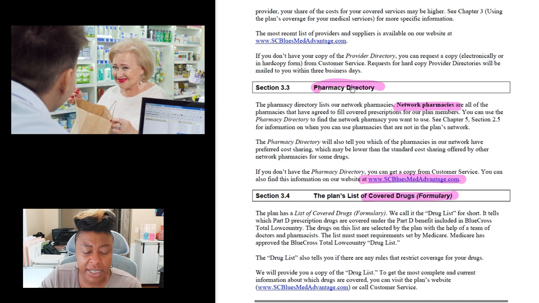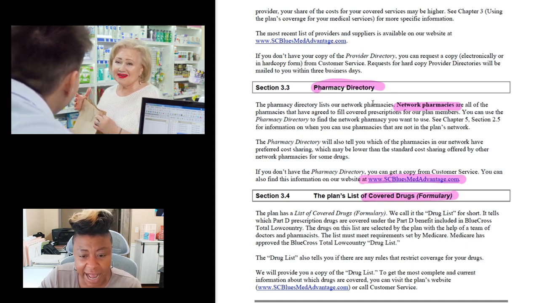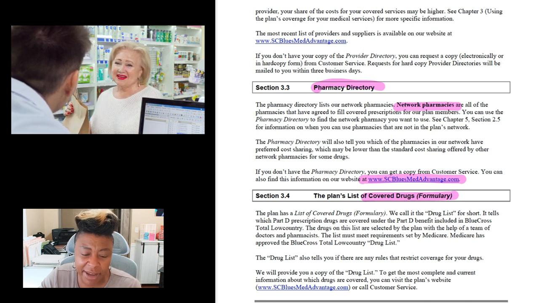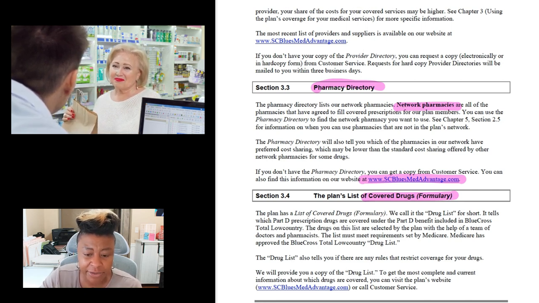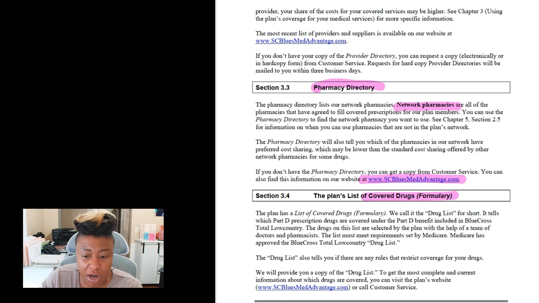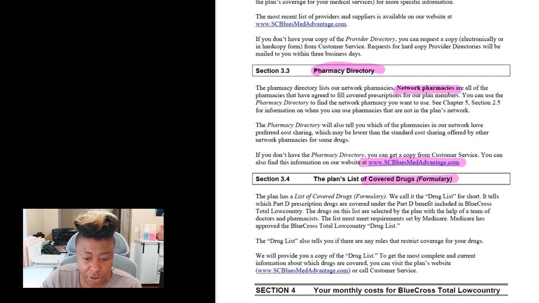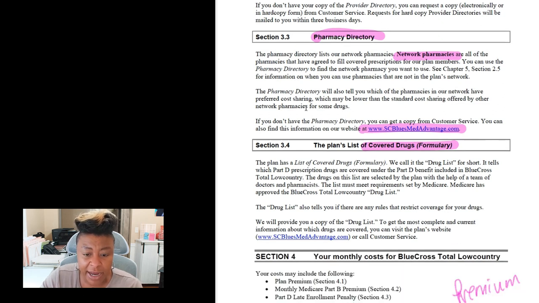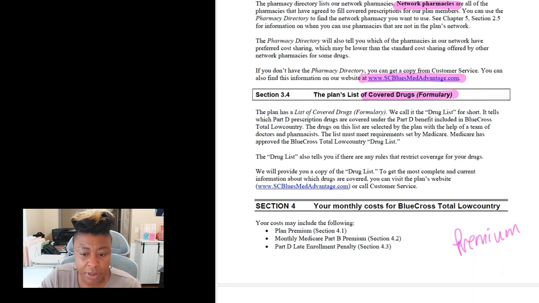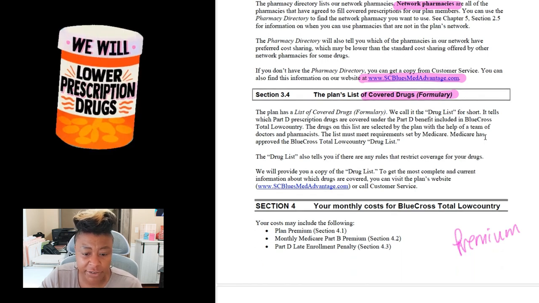You're also going to get a pharmacy directory. All right. This pharmacy directory is going to list out the network pharmacies. And that basically means what pharmacies can you actually visit to use your ID card to get your prescription drugs. If you need a copy of that pharmacy directory, you can go to their website again, or you can call customer service.